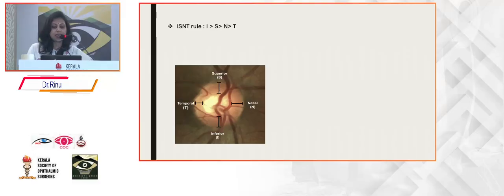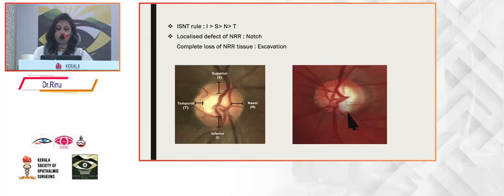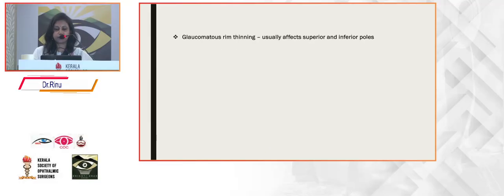Next is the ISNT rule, which means that the inferior rim is thicker than the superior, which is thicker than the nasal, which is thicker than the temporal. The neuroretinal rim thinning can be diffuse or localized, and a localized defect is called a notch, and when there is a complete loss of rim tissue, it's called excavation.